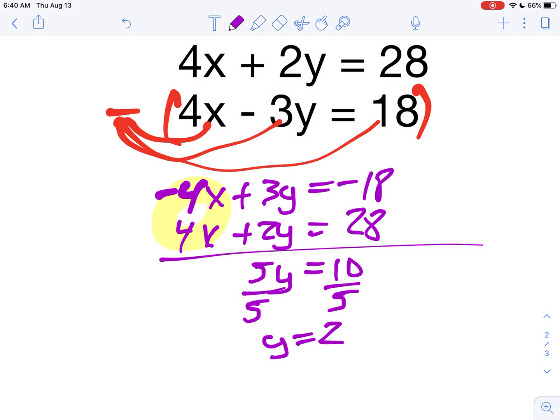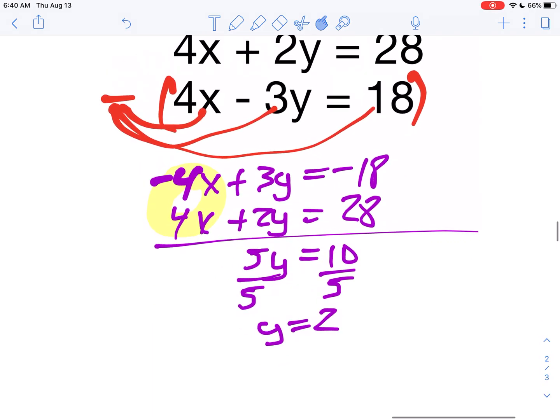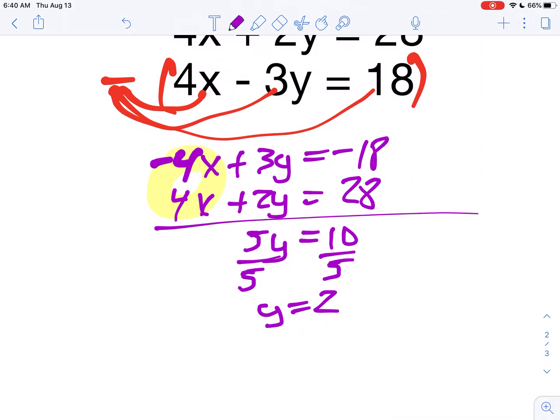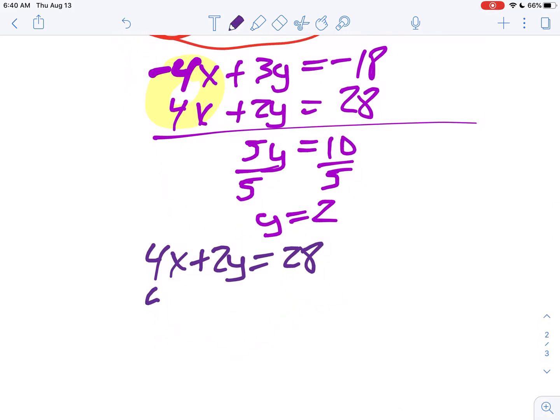y equals 2. Now we can use the first equation, the second equation, or the transformed equation. All three of them are going to work. Let's use the first equation. So we're going to say 4x plus 2y equals 28. But we know y is 2. So we're going to say 4x plus 2 times 2 equals 28.